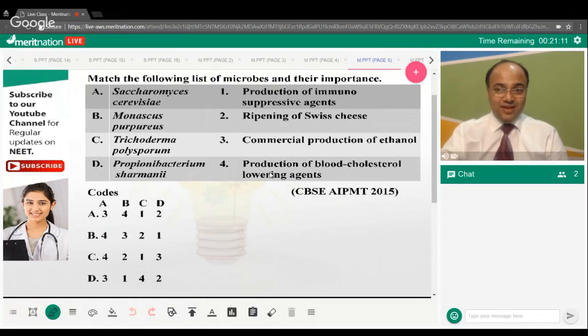Okay, everyone is giving me all sorts of different answers. Well, Saccharomyces cerevisiae leads to the production of ethanol, right? What about Monascus purpureus? This helps in the production of blood cholesterol lowering agents, right? What about the next one? Trichoderma. Yes, the correct option is option A. You all know it. So the correct option is option A this time.